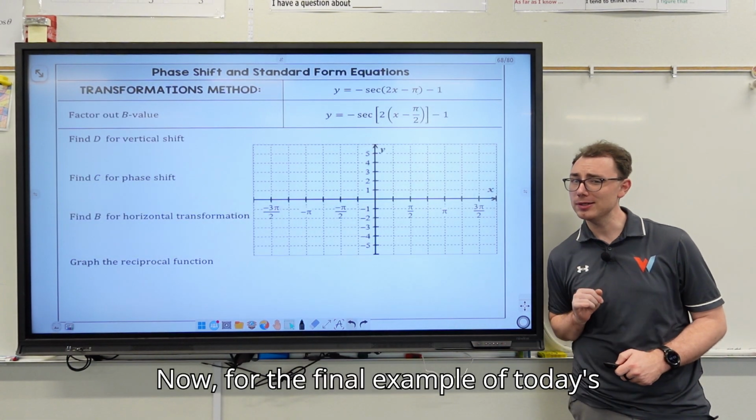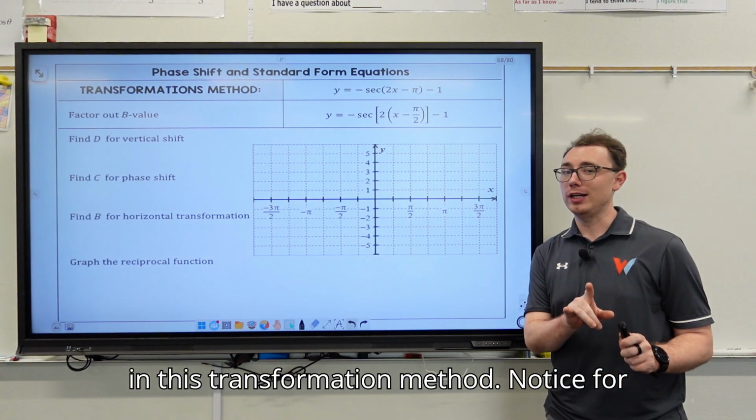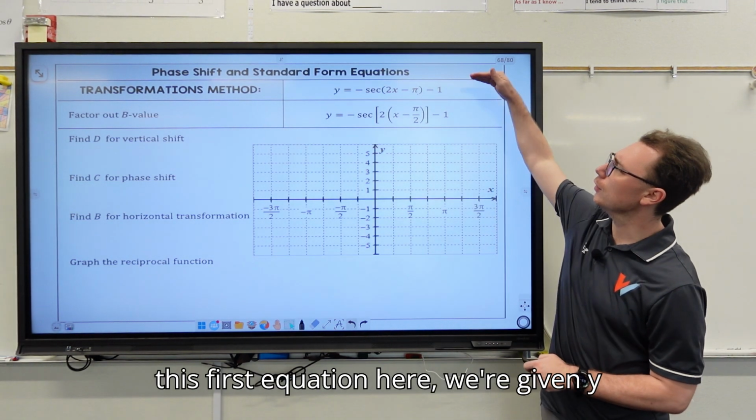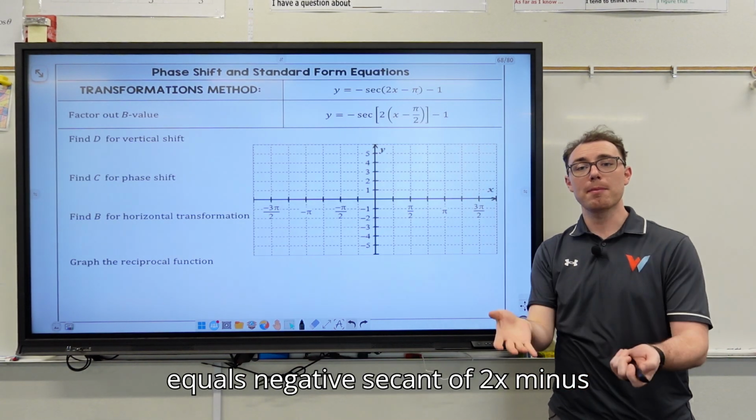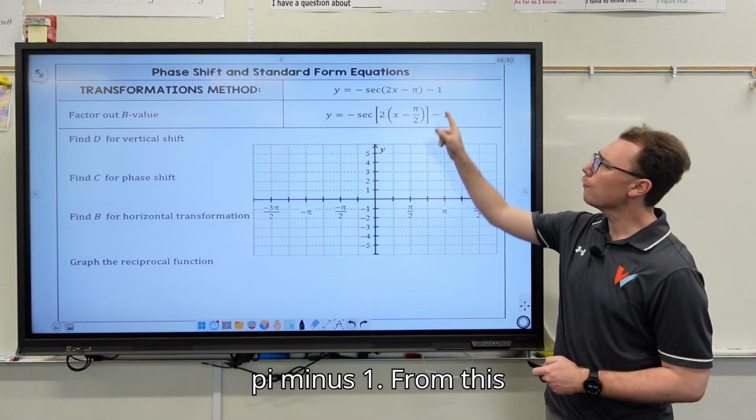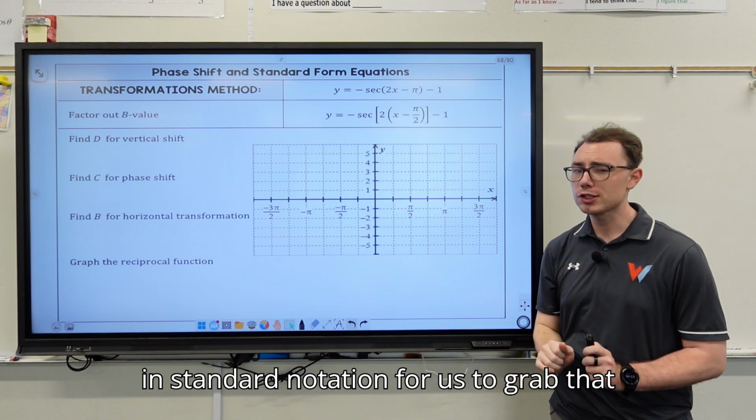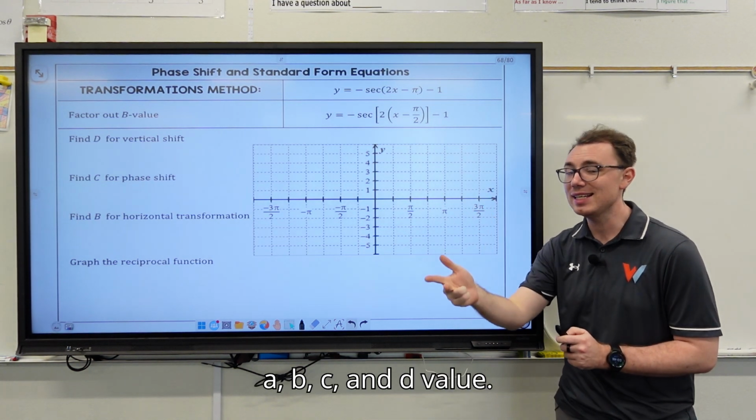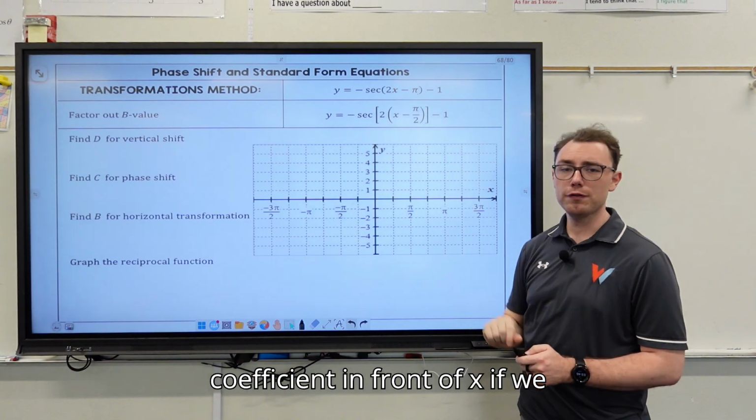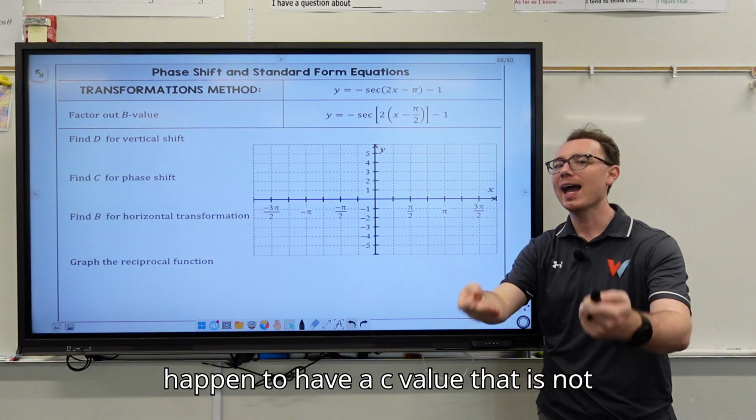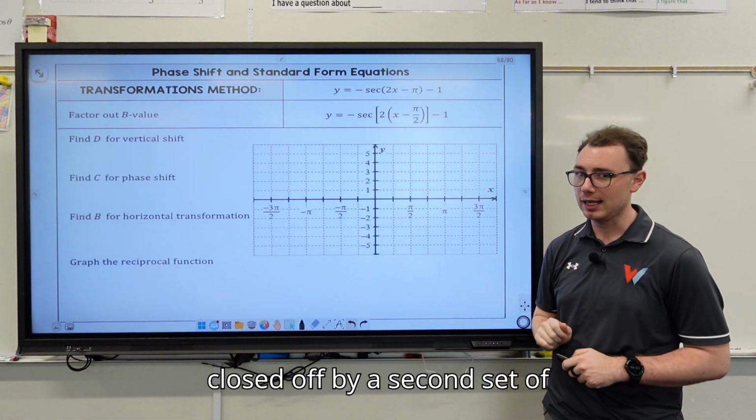Now, for the final example of today's lesson, we're given this secant equation in this transformation method. Notice for this first equation here, we're given y equals negative secant of 2x minus pi, minus 1. From this position here, we want to notice it isn't in standard notation for us to grab that a, b, c, and d value. We want to try and undistribute this coefficient in front of x if we happen to have a c value that is not closed off by a second set of parentheses.